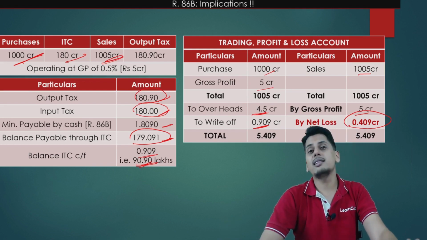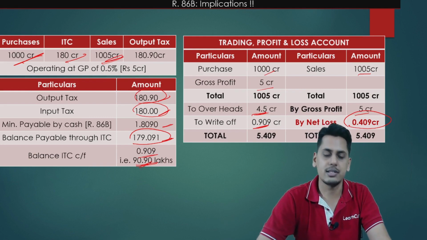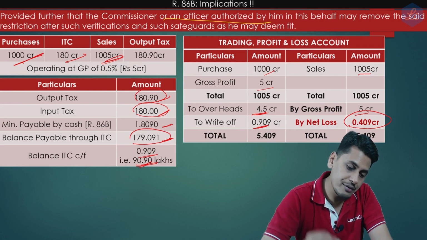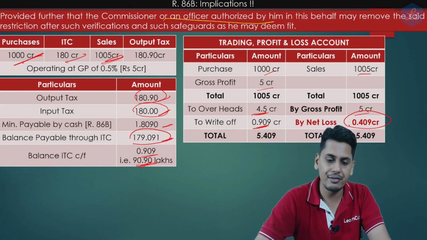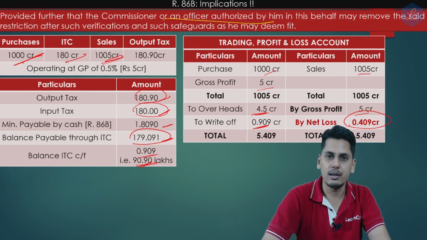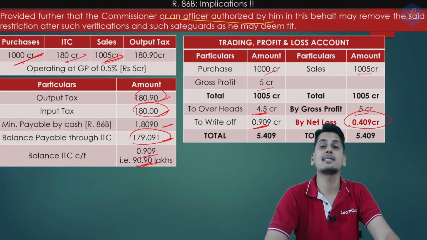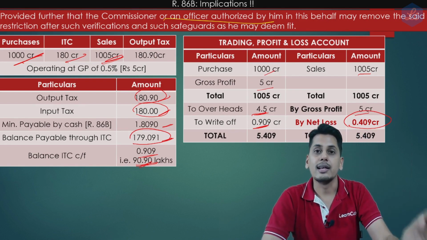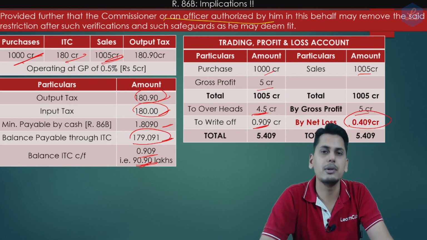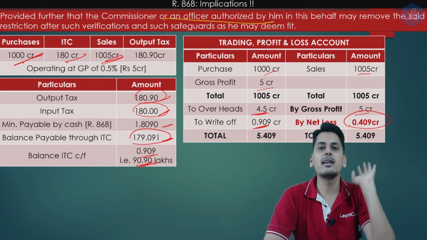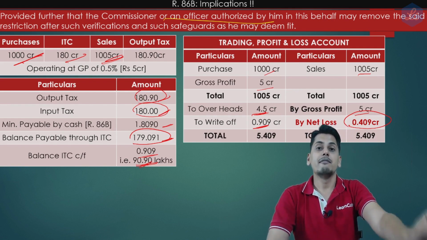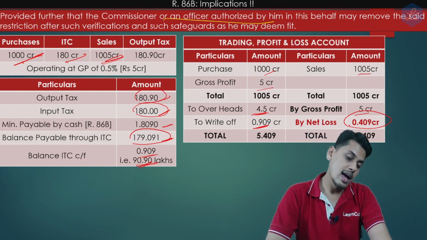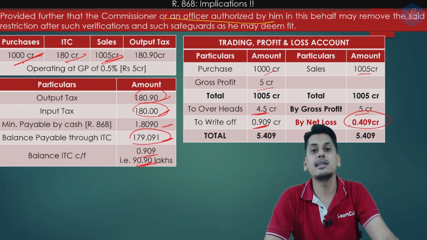So now friends, other than the relaxations which we have already discussed, here we got another relaxation which states that provided further that the commissioner or an officer who is authorized by him in this behalf may remove the said restriction after such verifications and safeguards as he may deem fit. Which means that you will have to make an application to the proper officer, satisfy him how this rule 86B is disturbing you, and if he deems it fit, he can remove this restriction of 86B which is placed on this particular registered person.